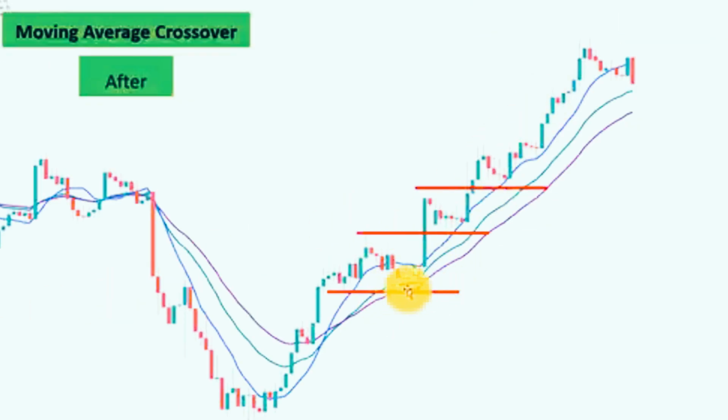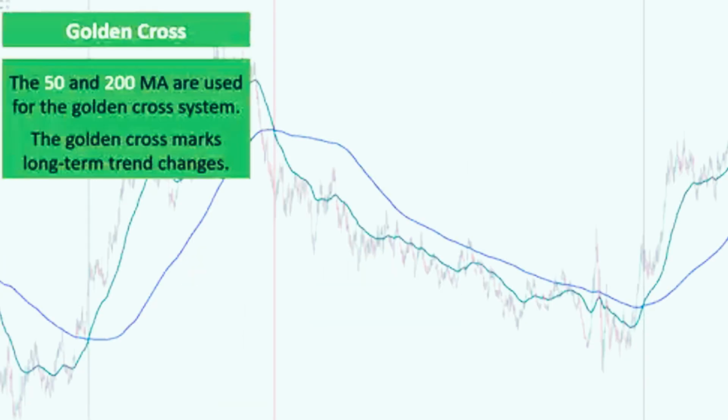You want to make sure that if you are in a trend, the moving averages are not being crossed to the opposite side. A cross to the opposite side would really signal the end of a trend, so make sure to pay attention to that. One of the most popular moving average crossover systems is the so-called golden cross, and here we use the 50 and the 200 period moving average.